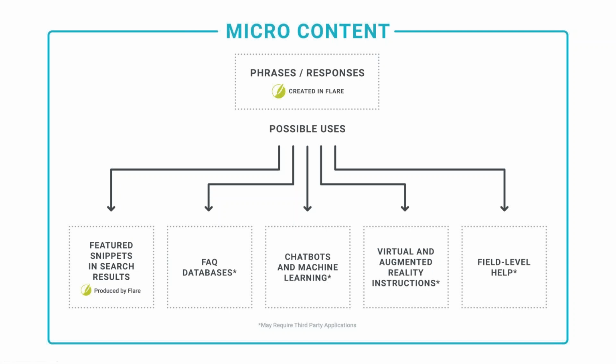But as you can see from this diagram, with a little bit of elbow grease, you can actually use this content for other things that I've mentioned as well. For FAQ databases, feeding chatbots and machine learning, virtual and augmented reality. So it's not out of the box, but it's all there and it's available for you to use and do what you need to do with it. And I expect that as all of this evolves, this diagram is going to change in terms of what Flare will make out of the box. And so we're watching this very closely, particularly as standards for these things start to develop.